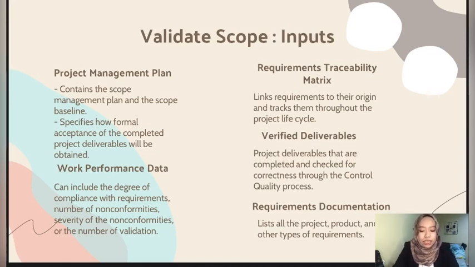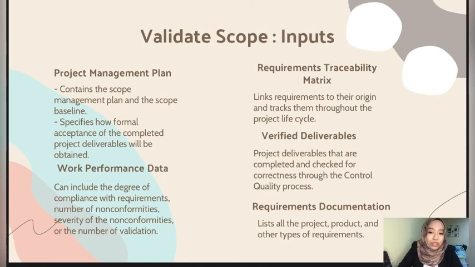Alright, we move to the second one, which is requirement documentation. It lists all the project, product, and other types of requirements for the project and product along with their acceptance criteria. Alright, the third one is requirement traceability matrix. It links requirements to their origin and tracks them throughout the project life cycle.